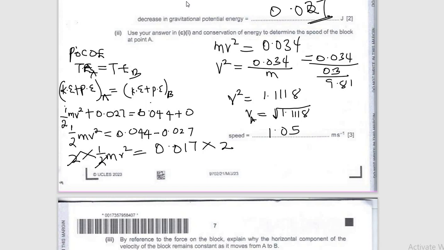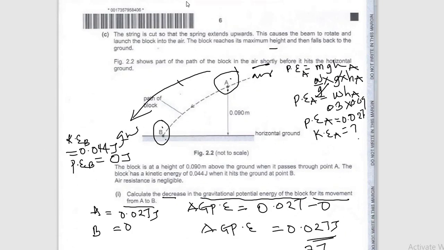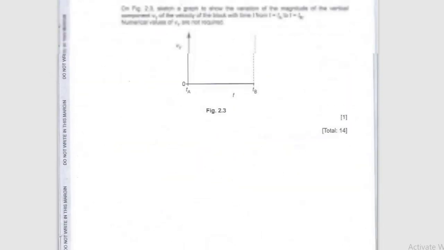Coming to the next question: by reference to the force on the block, explain why the horizontal component of the velocity of the block remains constant as it moves from A to B. As it moves from A to B, the horizontal component is not affected by gravity. It's the vertical component that is changing. The horizontal component is not affected by gravity as the block moves from A to B. That's a simple truth and the answer.